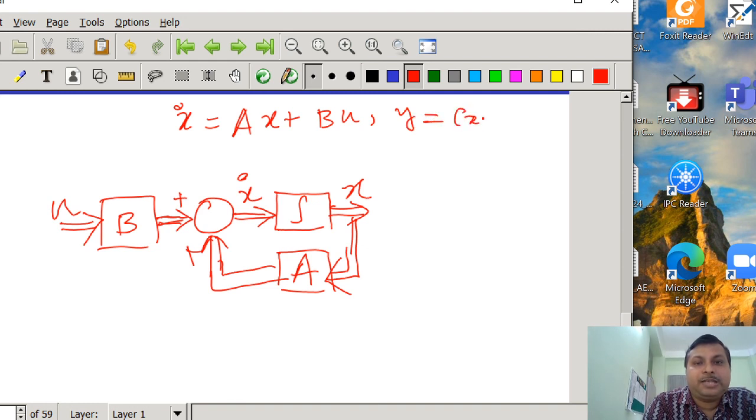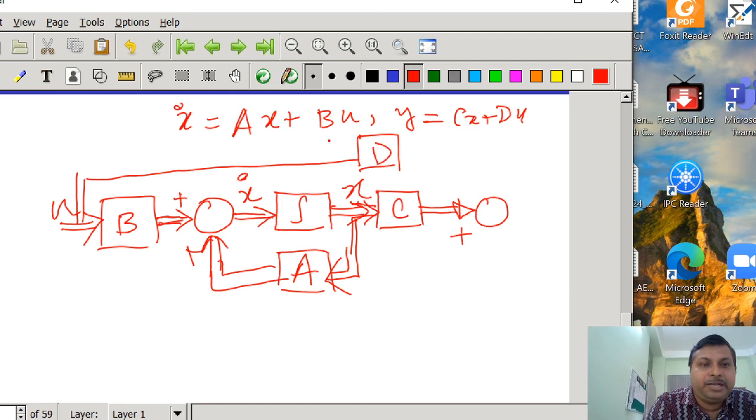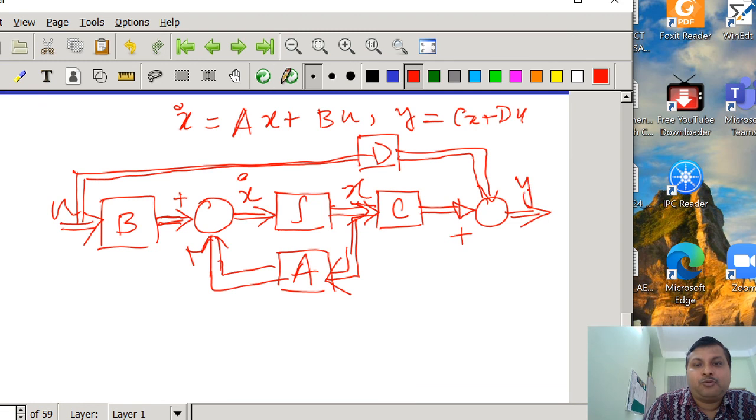y equal to Cx plus Du. So already you have the x. If you multiply this x with C, then you will get the Cx component, but it has to be added with the Du component if Du is present. So now from u directly you can take and multiply with the component D, and then you can have the Du component such that you can get the output y.